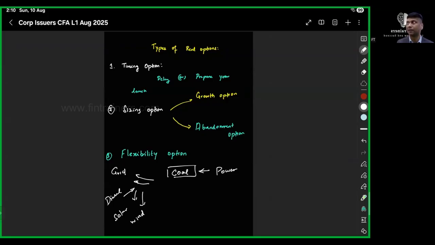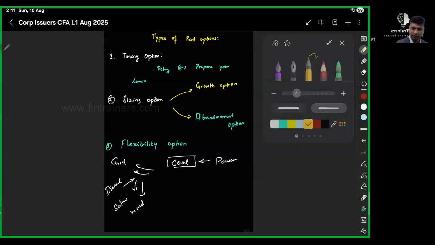So this has some value because whenever the price of diesel comes down, or the price of coal comes down, or the price of the electricity in the grid is cheaper, I can switch to the lowest-cost source of fuel, right? So that's going to give me some value. So that's flexibility. The last one is a fundamental option.